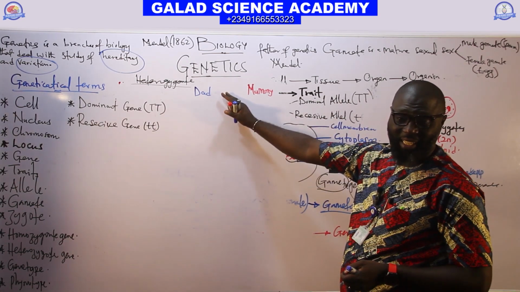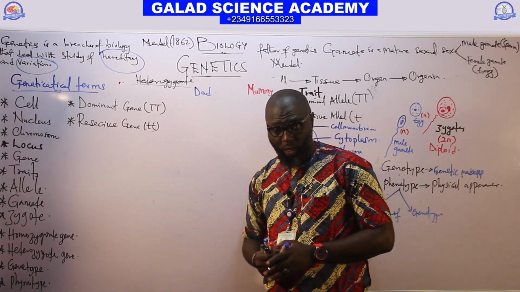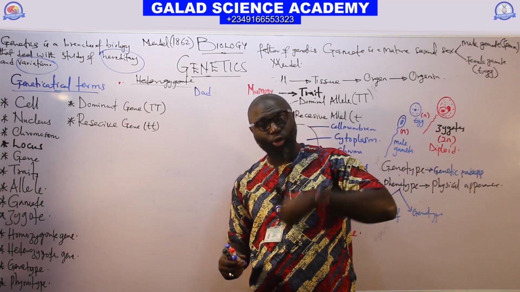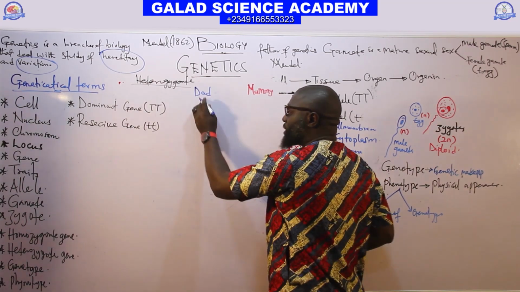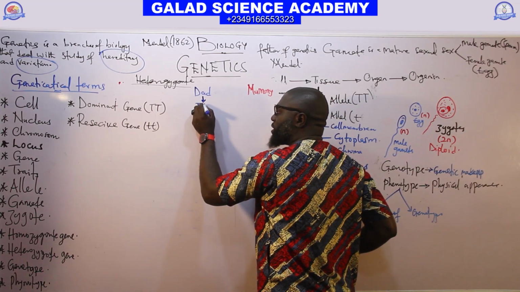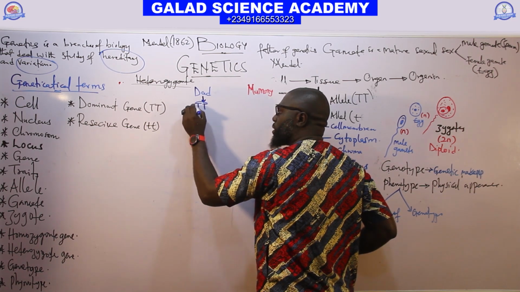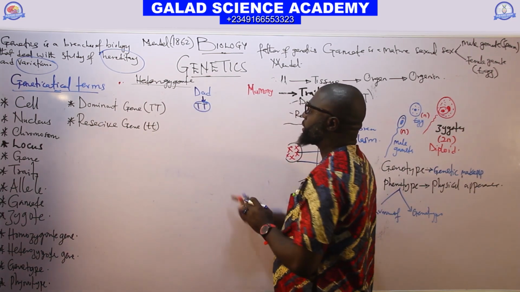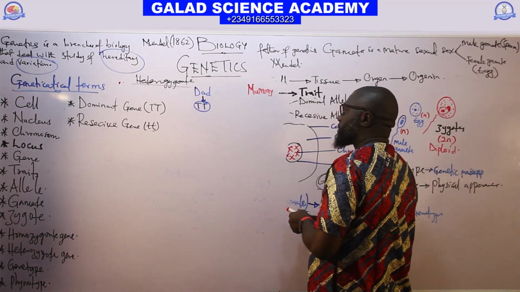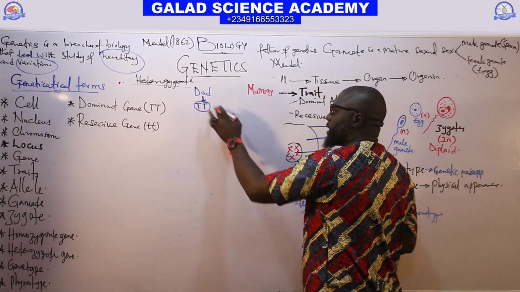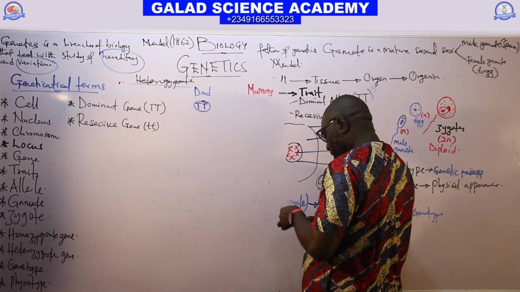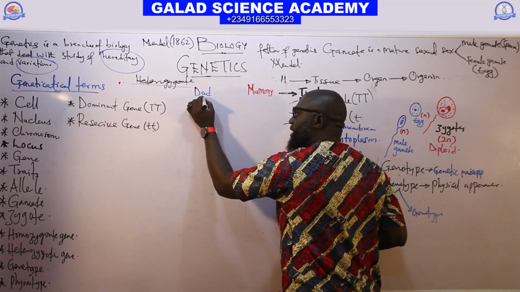Assume that my dad is purely tall. He is homozygous tall: tall outside and also tall inside. When my dad is homozygous tall, this is what we have in his genotype: T, T.